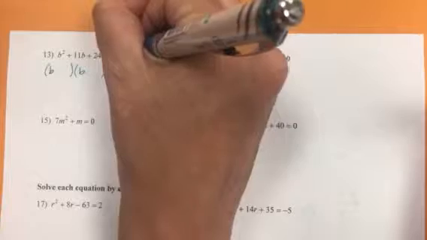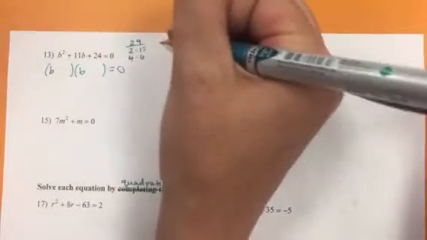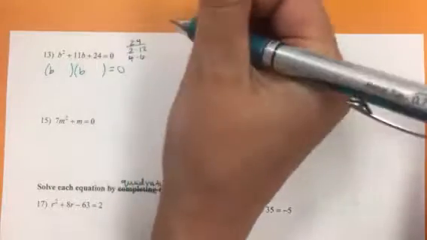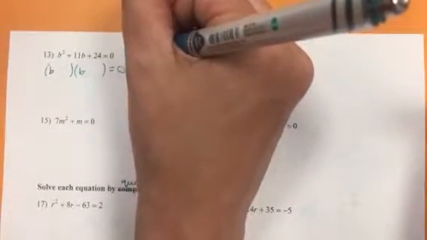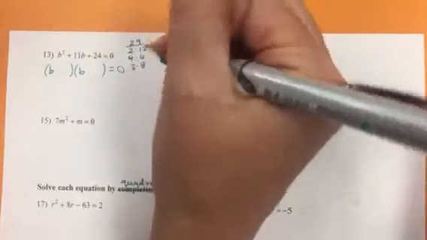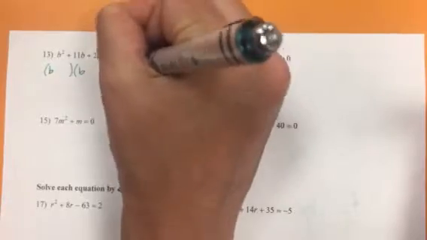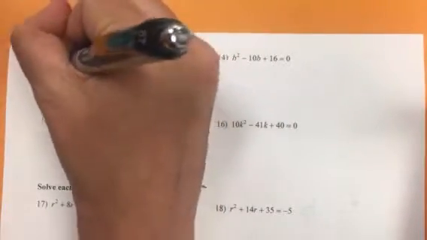So then we do 4 times 6... 6, 7, 8, 9, 10. 3 and 8. 8, 9, 10, 11. Oh, those add up to 11. So we use 3 and 8. And to get them to be positive 11, they both need to be positives.